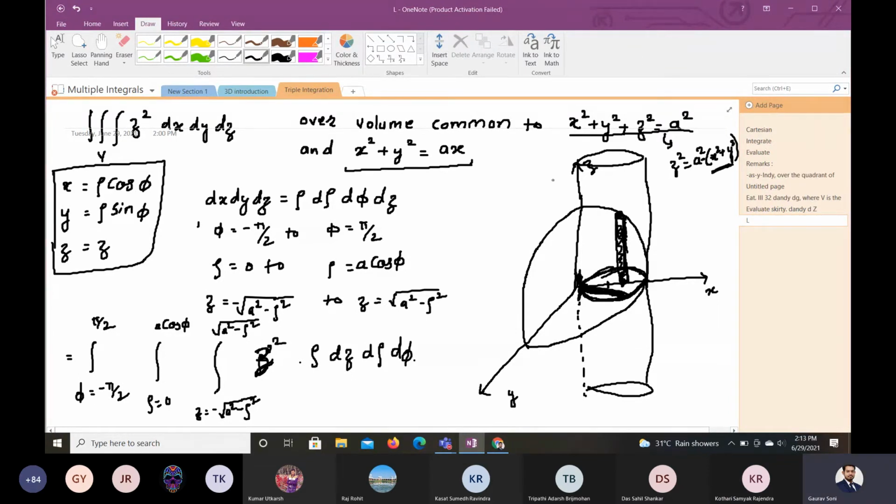What is x square plus y square? If you substitute this, it is rho square. So z square is equal to a square minus rho square. Yes, sir. Got it. z is under root a square minus rho square, plus minus.